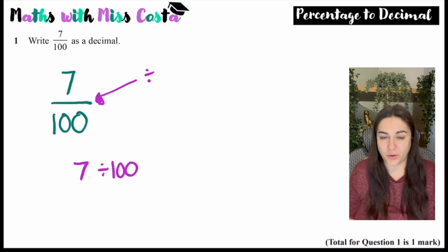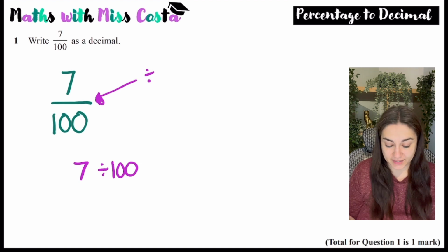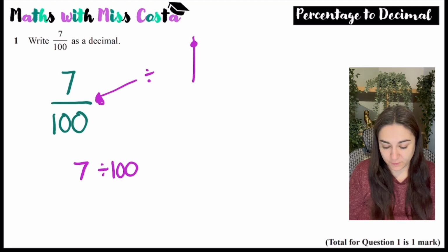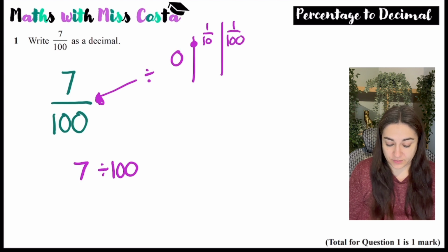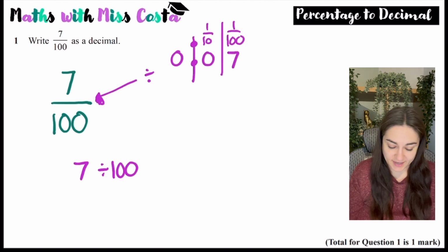Now, you might know your hundreds, tens, and units columns, in which case 7 over 100 is the same as 7 hundredths. So if you've got your decimal point, you've got your tenths column here and your hundredths column here, and you could just write 7 over 100 as 0.07 because there are 7 hundredths.